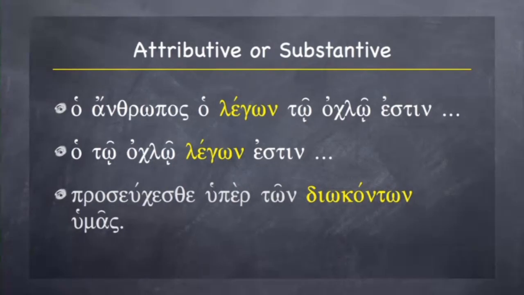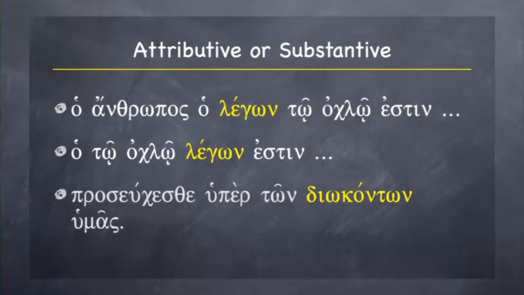It's masculine, singular. So look at the context, and maybe it would be "the man speaking to the crowd is," or "the one speaking to the crowd is." Again, whatever fits the context. But you'll notice that all four of those words together, that participial phrase, is the subject of estin, right? The speaking to the crowd, okay, that person is. The one speaking to the crowd is. Go to the third example.